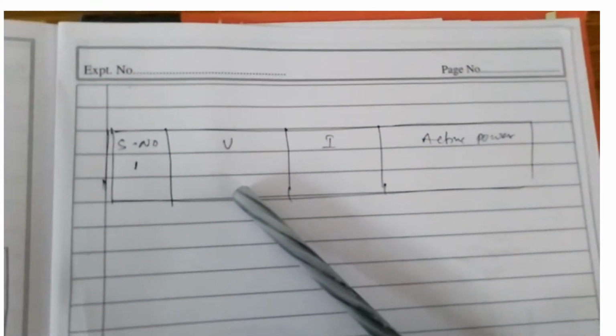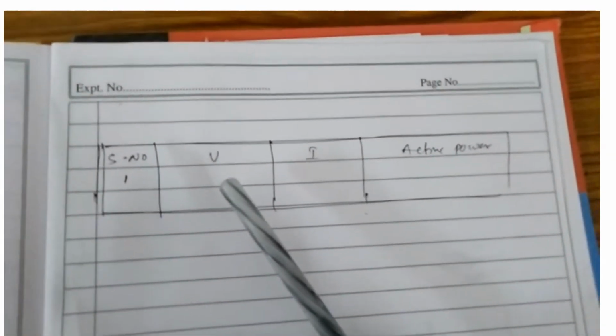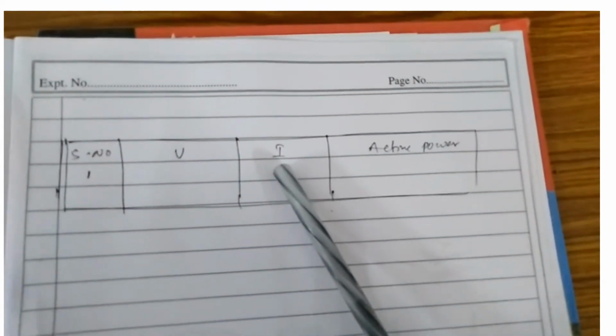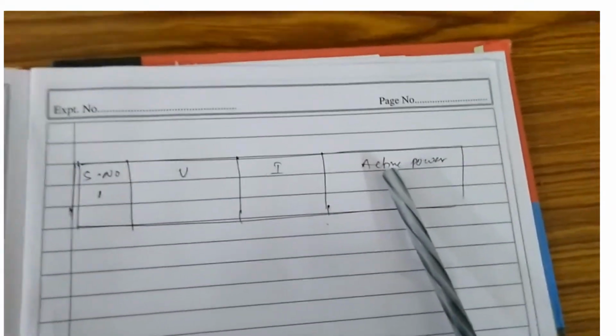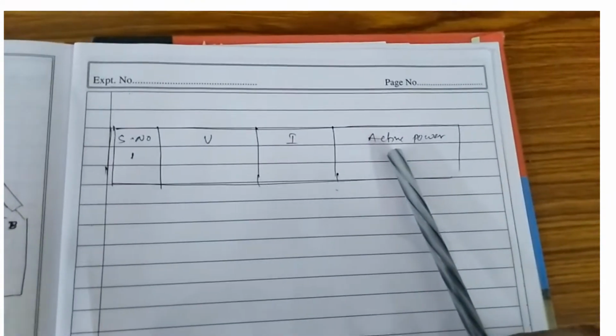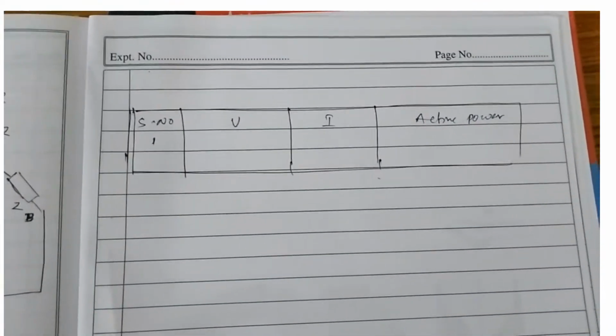Now coming to the tabular column. In this experiment we are going to find out only one measurement, that is active power measurement. We are going to note the reading on the voltmeter V, the reading on the ammeter, that is the current in the circuit, and the active power read on the wattmeter. Here we are going to take only one reading for this experiment. By using these three readings we are going to calculate the power factor. Let us go to the connections part.